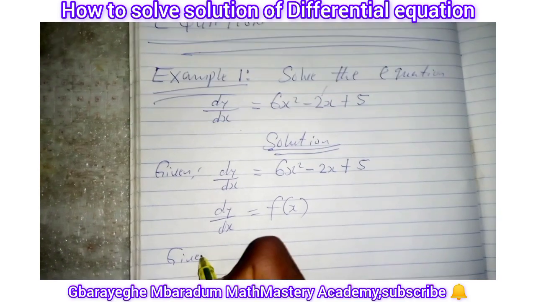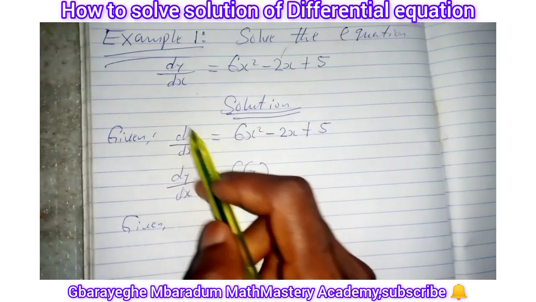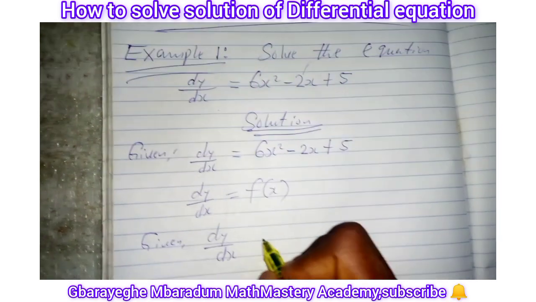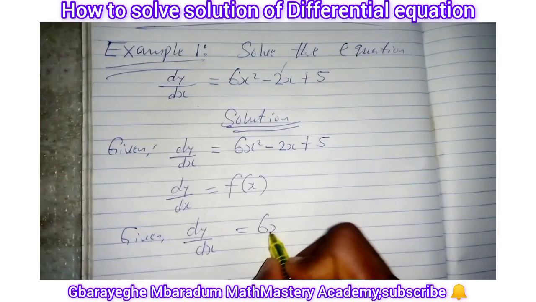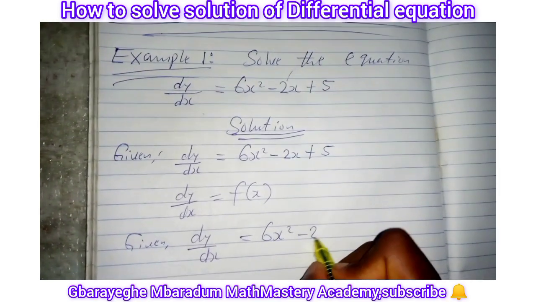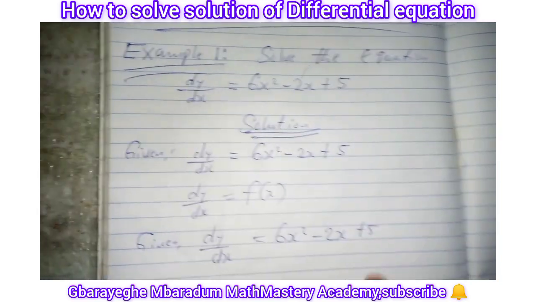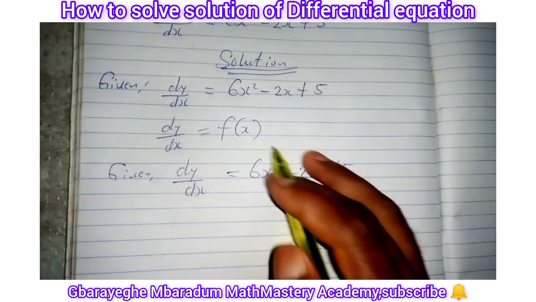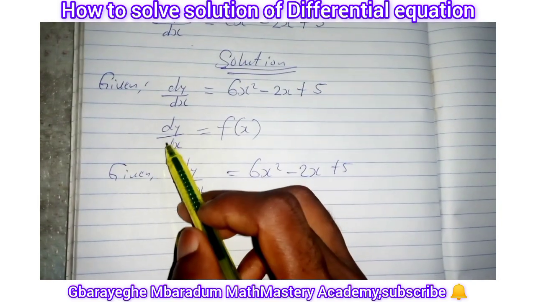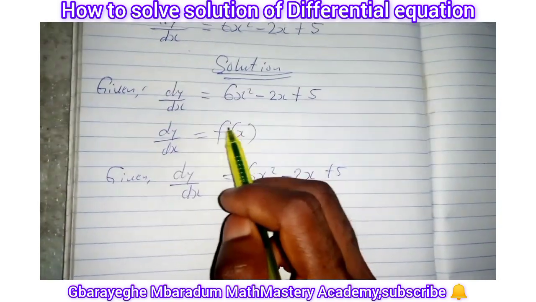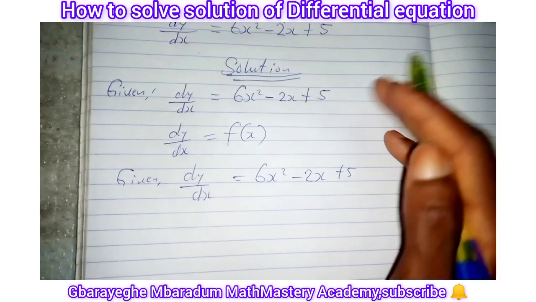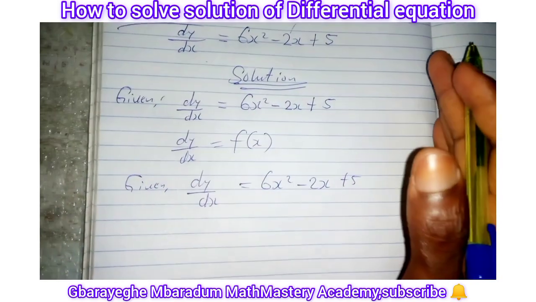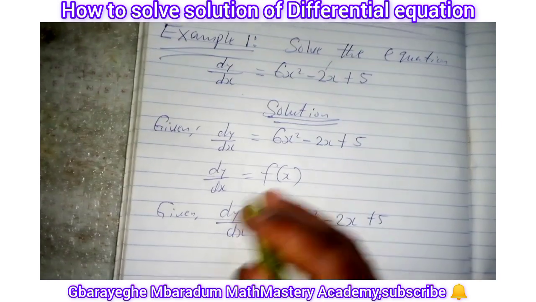Given what they give us here, dy over dx equals 6x squared minus 2x plus 5. As far as we know that the equation is in this form of dy over dx equals a function of x, that means all the terms that contain x are on our right hand side. So it's very easy for us to integrate.